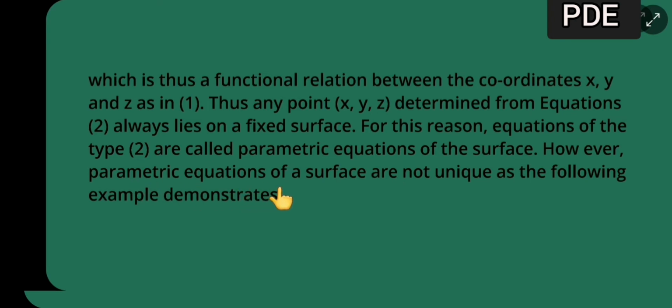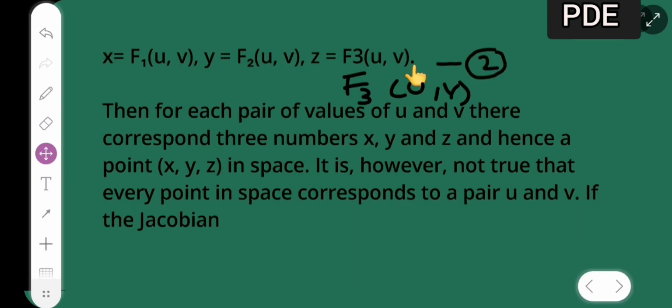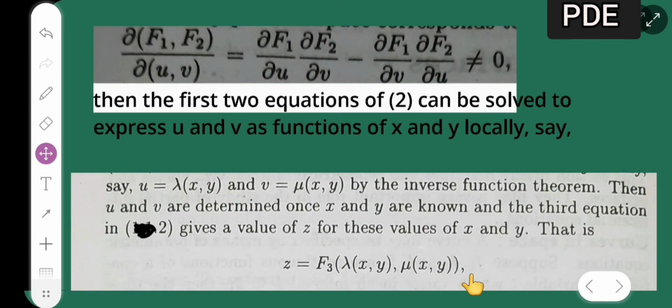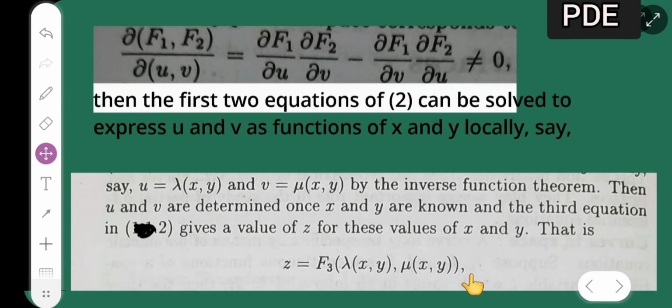However, parametric equations of a surface are not unique, as the following example demonstrates. So which is the equation 2 which I have already, this one. That's what I have mentioned over here, everywhere 2. So they are called the parametric equations of the surface. Which one is it? This one.